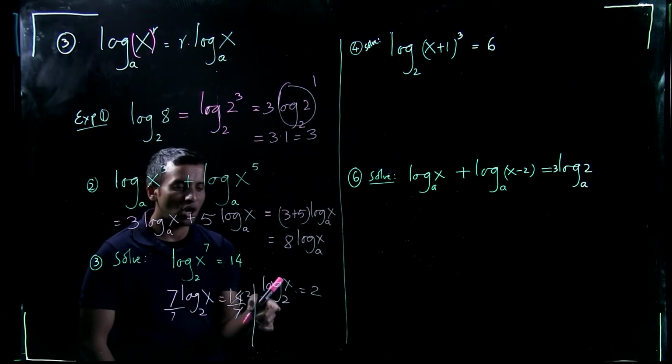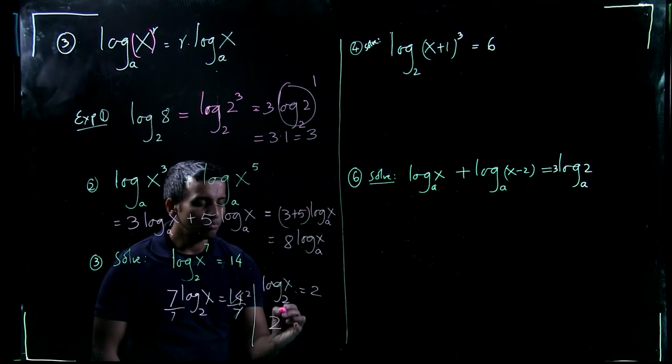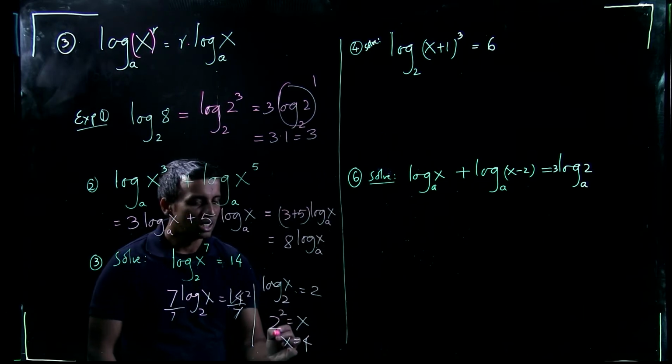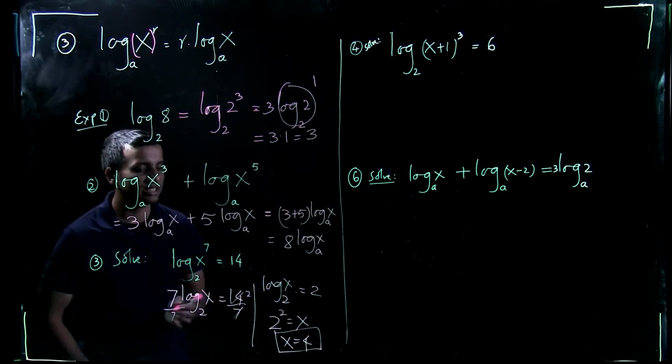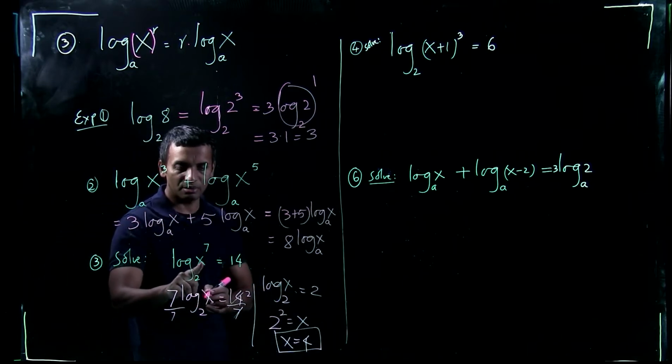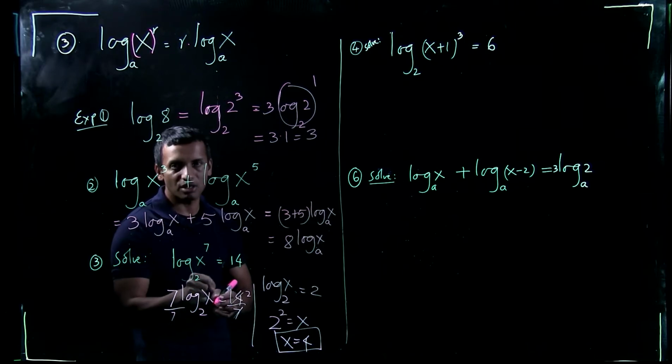So how do you get rid of the log? You write 2 to the power on the other side equals x. So x equals 4. And does that x equals 4 make sense or not? Yes. Because if you replace x by 4, you will get 4 to the 7th. So that will be a positive number, right?